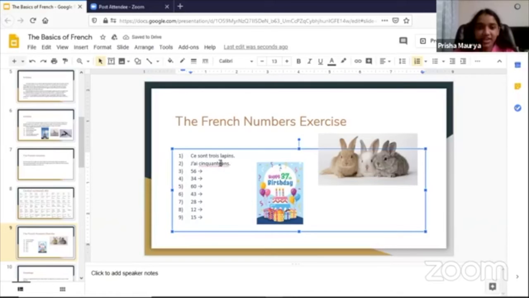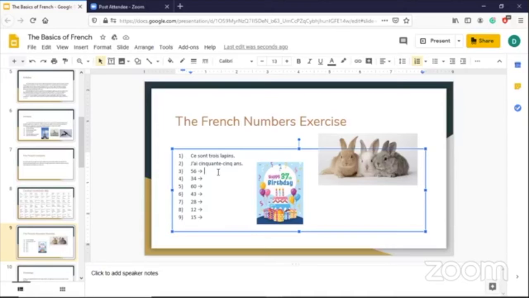Cinquante, and because it's 55 literally, you're going to say 55. Okay, so let me just test if you really understood it. Would anyone like to go? I would try to help them. So, is it cinquante-six?